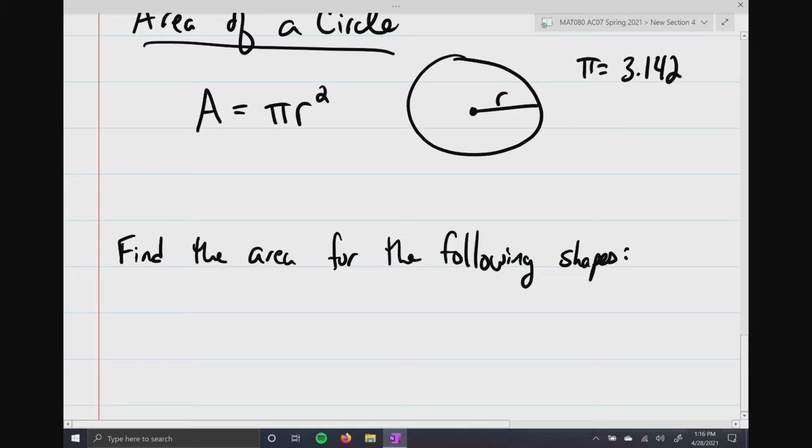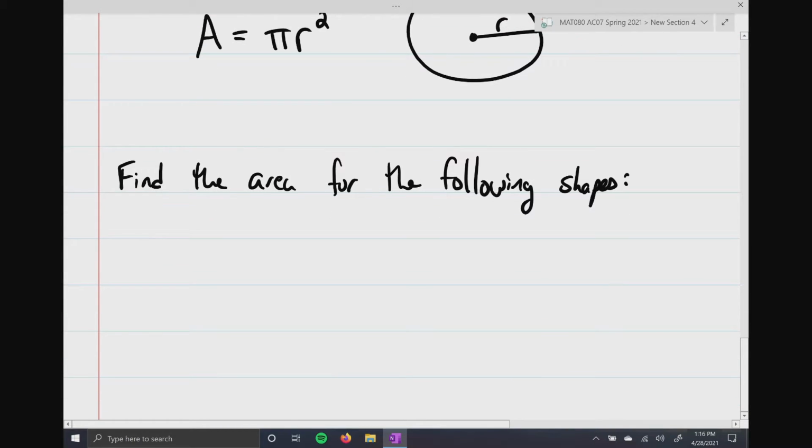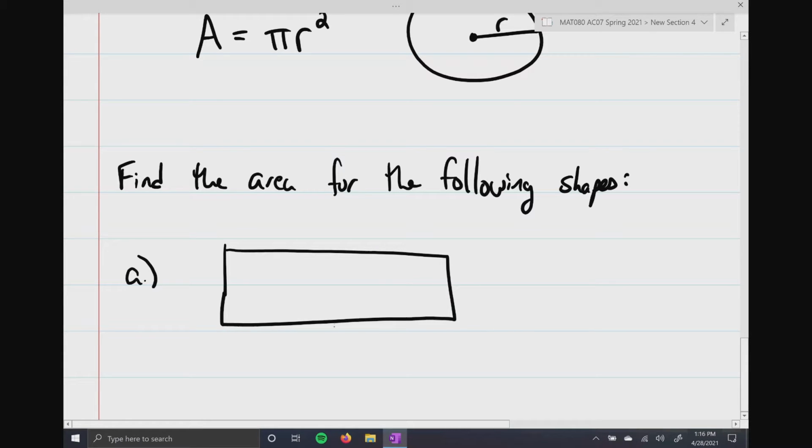Like I said, these will be relatively straightforward. Yeah, we'll make the math easy. I'm feeling good today.